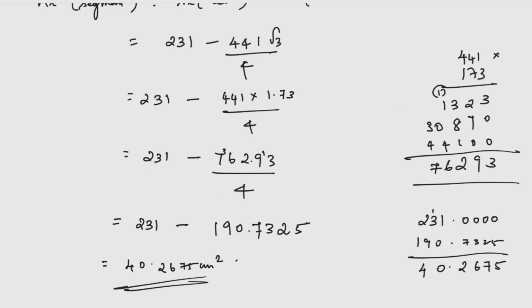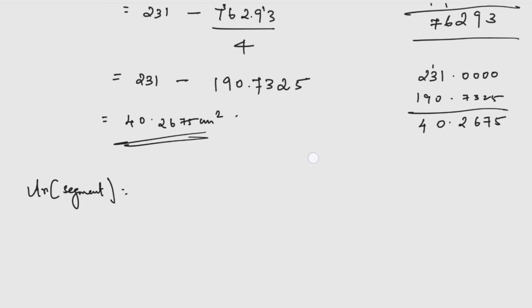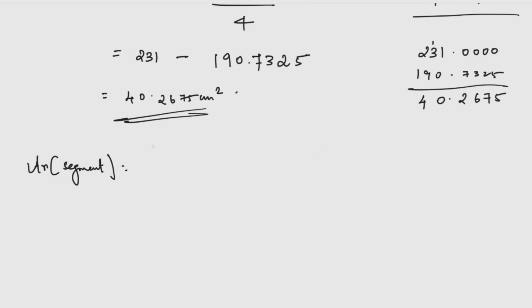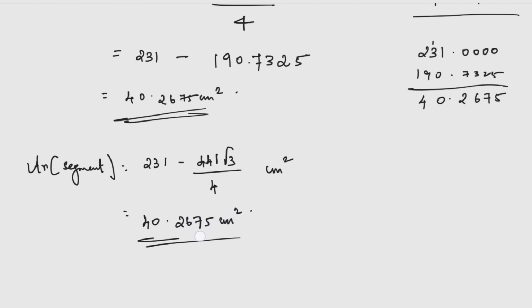You can also stop the answer at this place itself because they haven't given the value for root 3. We can write area of segment as 231 minus 441 root 3 by 4 centimeter square, or we'll solve the problem and get the answer as 40.2675 centimeter square. There's no problem in leaving the answer at this point also.